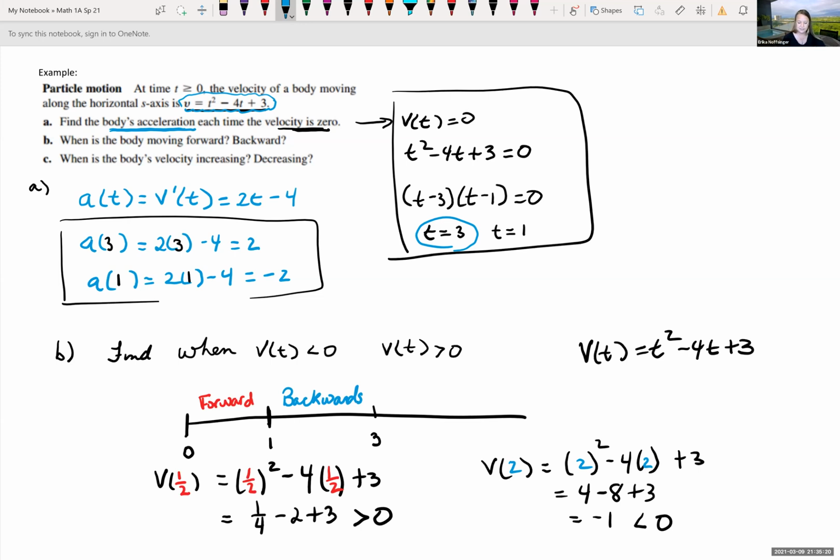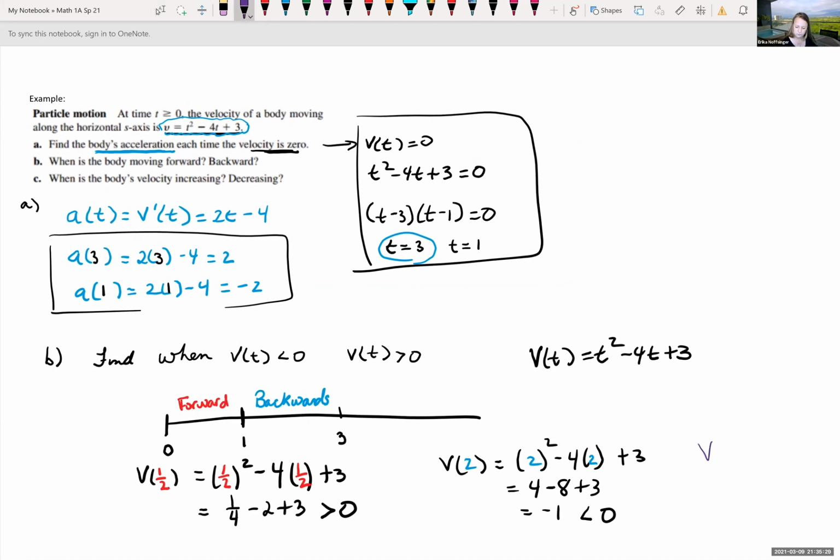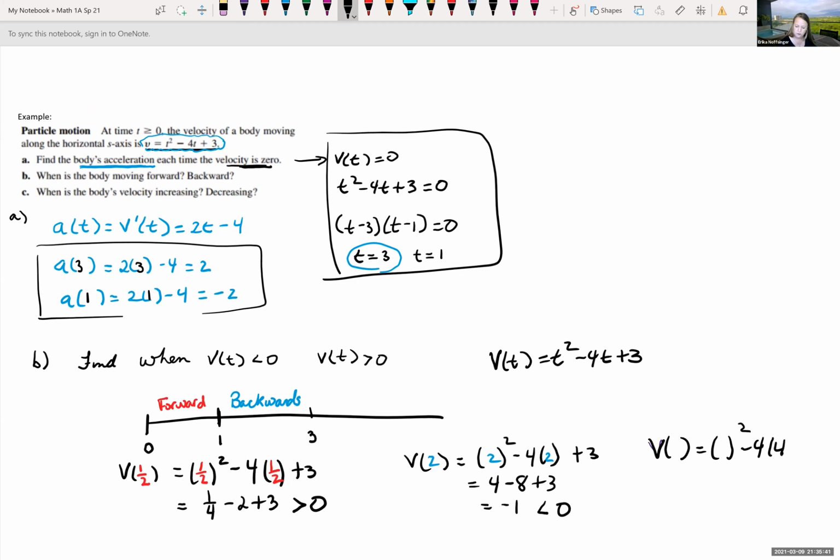And then just test something bigger than 3, anything bigger than 3. So how about 4? So if we plug in v of 4, we would get 4 squared minus 4 times 4 plus 3. So that gives us 16 minus 16 plus 3 is positive. This is greater than 0. And so we know then it is going forward again.